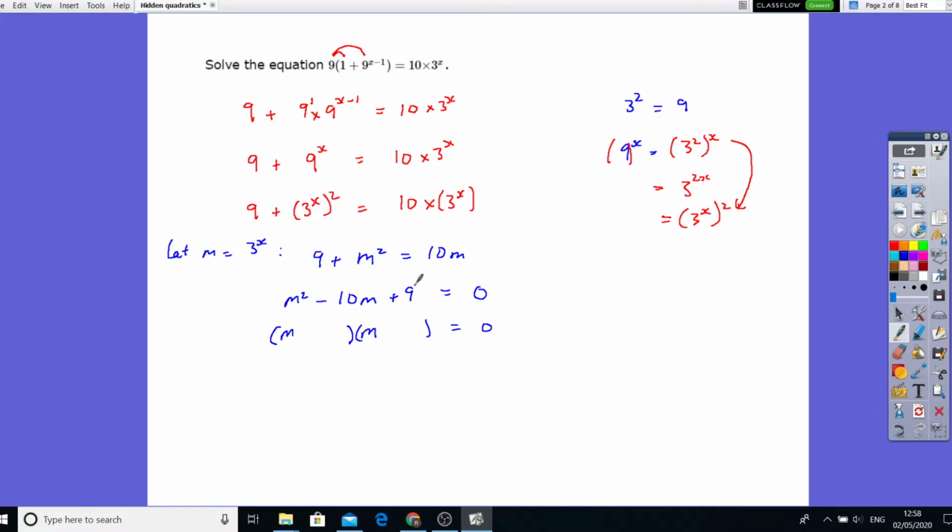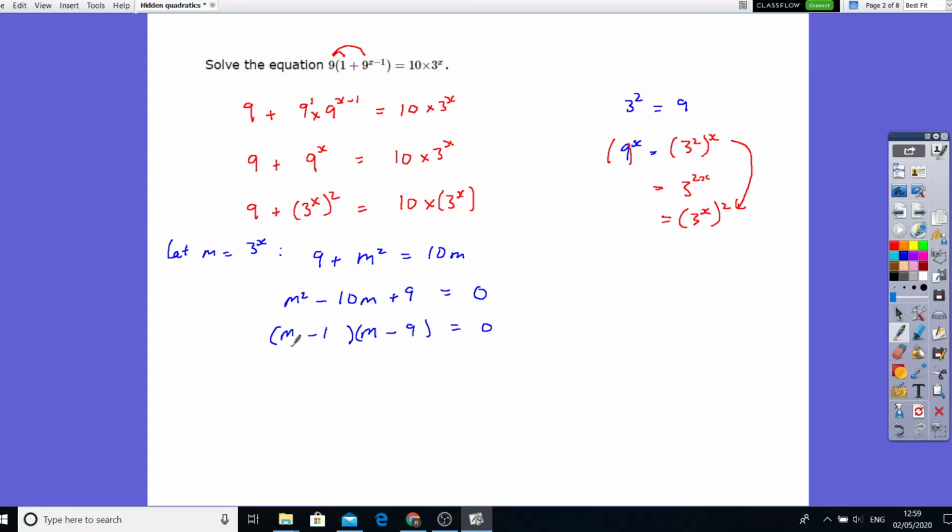So 1 times 9 is 9. And they both got to be negative, and minus 1 plus minus 9 is going to give me minus 10. So minus 1 and the minus 9. So minus 1 times minus 9 is plus 9, and minus 1 add minus 9 is minus 10. Alright, once we got that, we know it's got to equal 0, so each bracket here is going to equal 0.